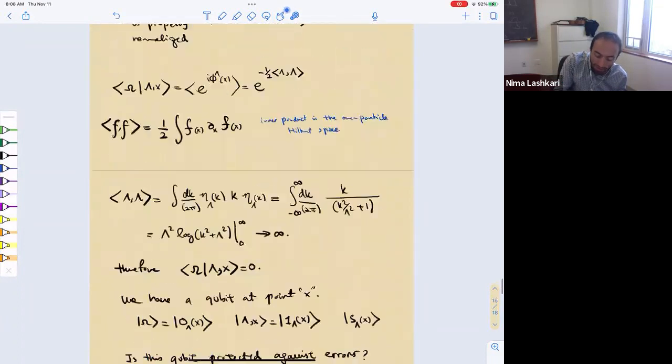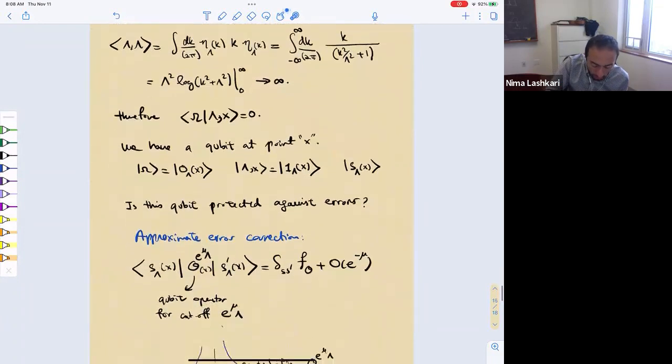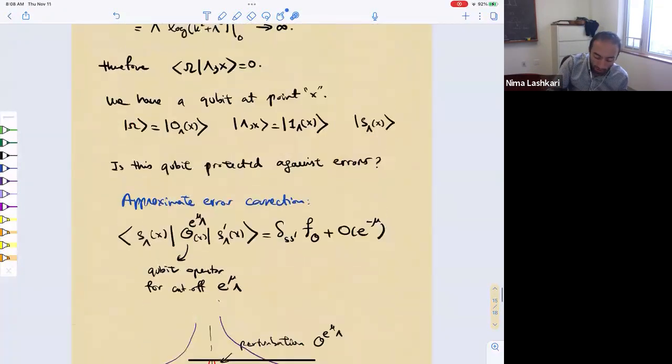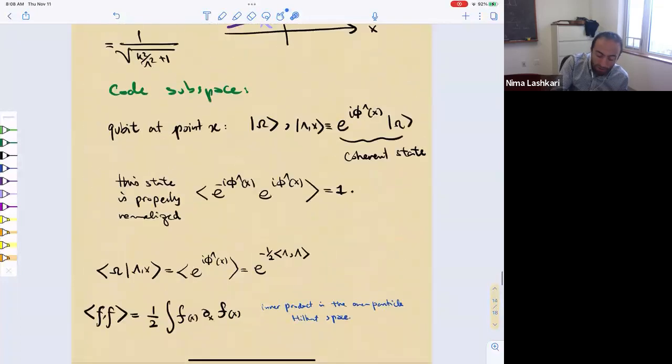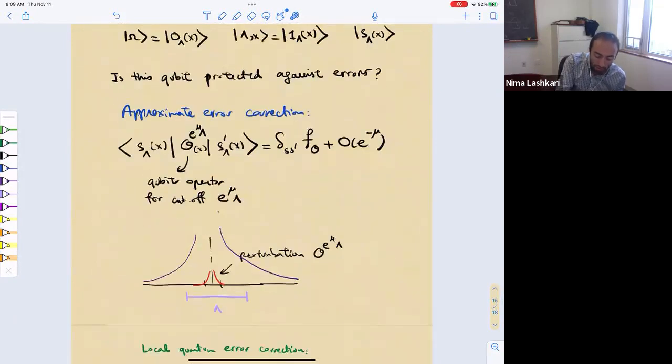What we want is to check that this is a legitimate code subspace. What you find after the calculation is done is that there is an approximate error correction code. The code subspace looks like a qubit at each point, because I either have the vacuum or I have this coherent state at that point. These are the +1, -1 of my qubit, and I have a qubit at each point. This is my physical Hilbert space in a sense.